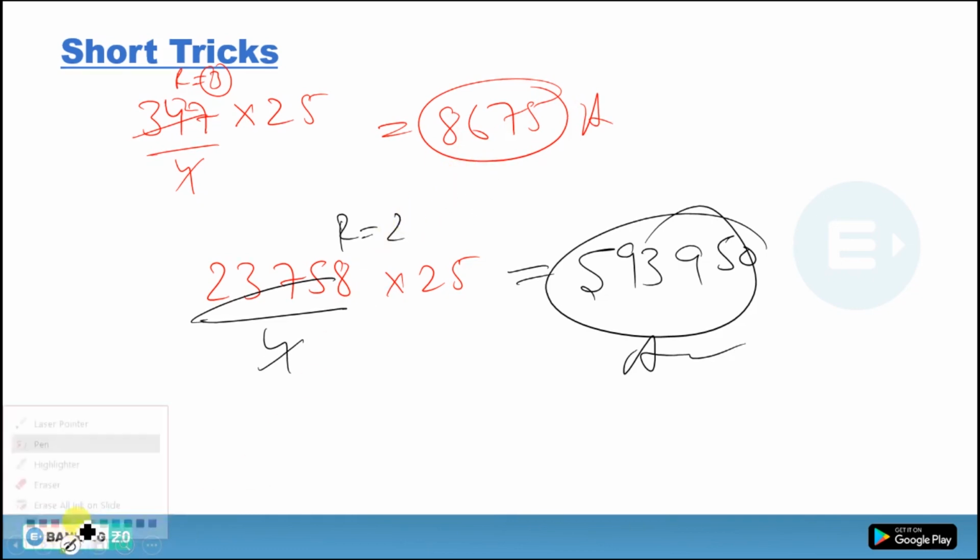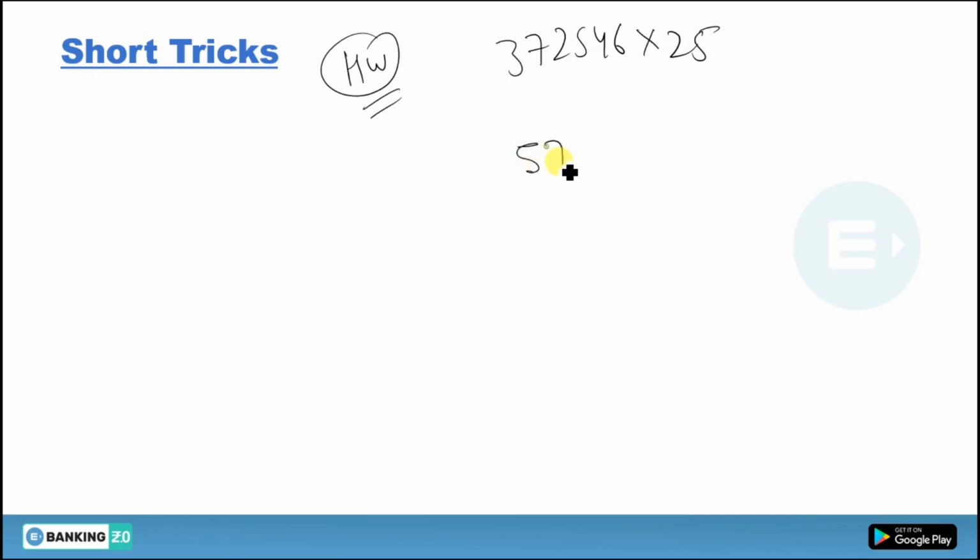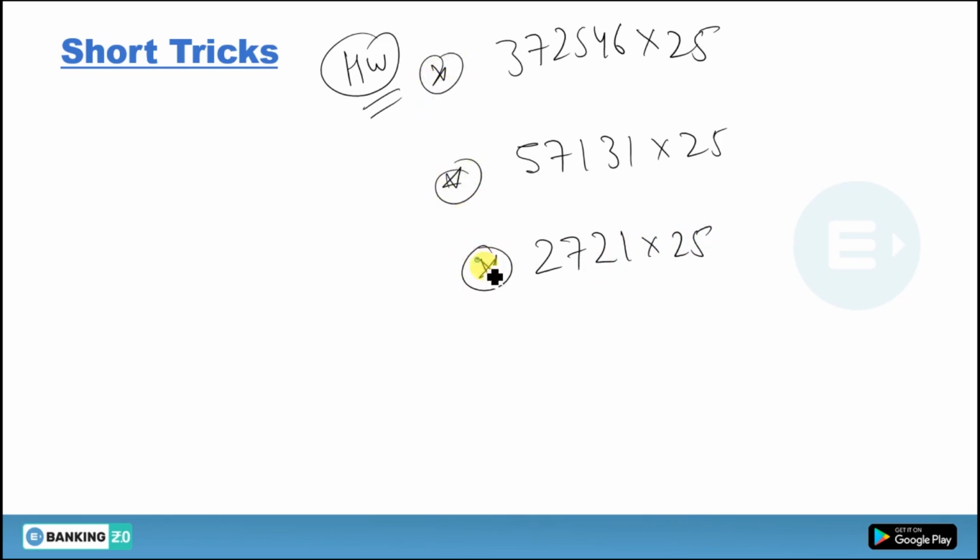Now you have some homework. Please do those questions in your homework. And what are those questions? One question is 372546 into 25. This one is your homework. Next is 57131 into 25. The next one is 2721 into 25. Do these questions at home and try to give the answers in your comment box. I hope this technique is clear to you. Done. So now move to the next one.